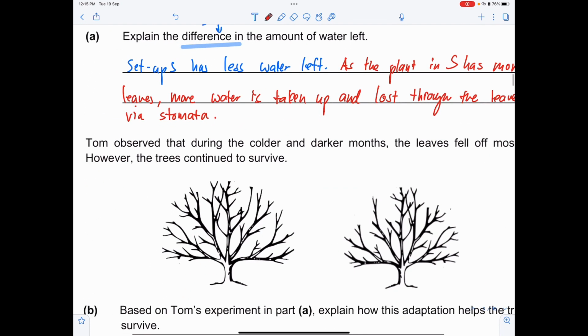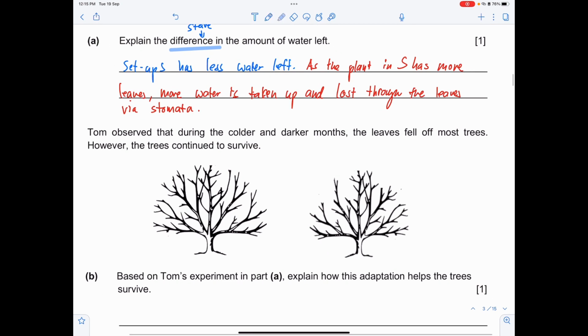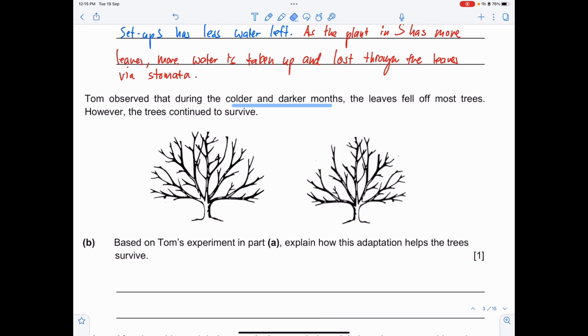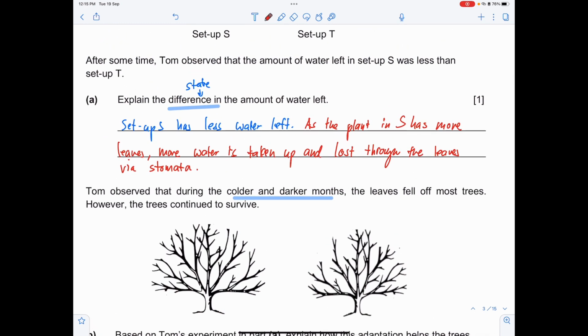Okay, next. Tom observed that during the colder and darker months, the leaves fell off most trees. However, the trees continue to survive. Based on Tom's experiment in A, explain how this adaptation helped trees to survive. So whenever they say based on the experiment from above, take a look at the previous one. What are they talking about? They're talking about leaves and how it actually causes water loss to hasten. So in this case, obviously, the fewer leaves there are, the less water is lost.